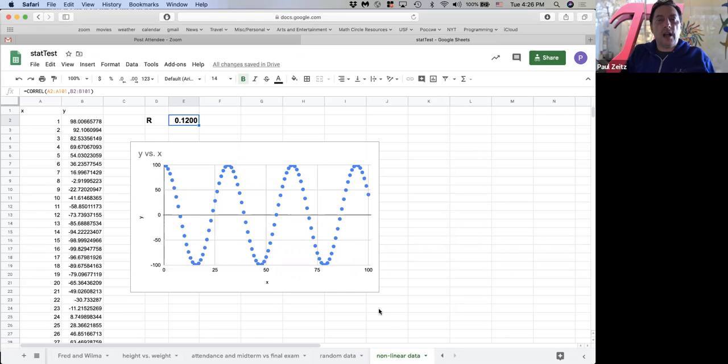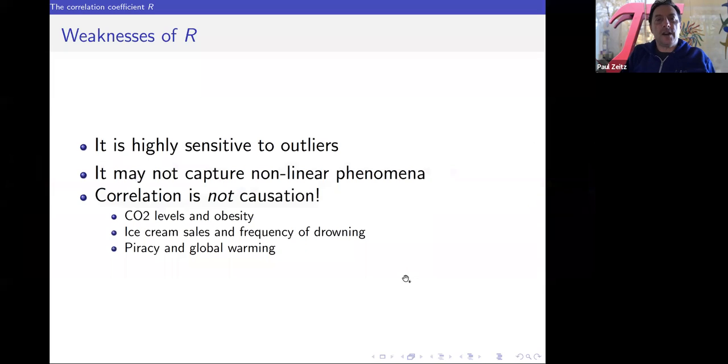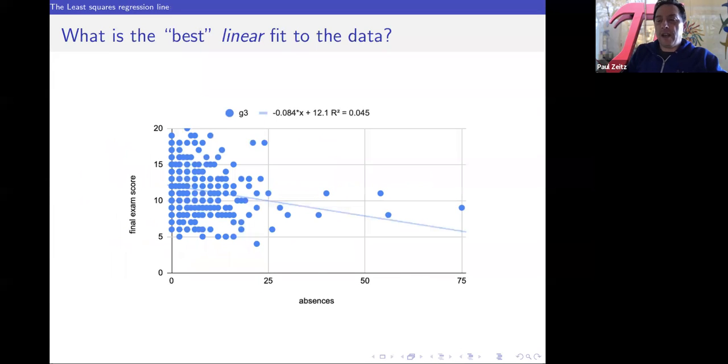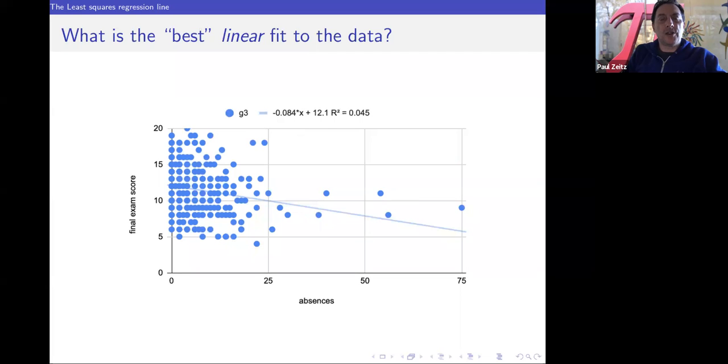So I'll be returning to these sheets in a moment, but I think I want to go back to my slides now, and I think I can do that here. There we go. Good. Okay. Before I go any further, because I want to talk about regression lines, do you have any questions about the correlation coefficient? So let me just pause for a minute or two.